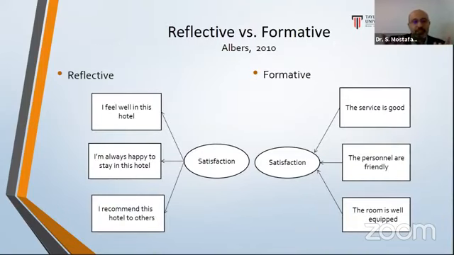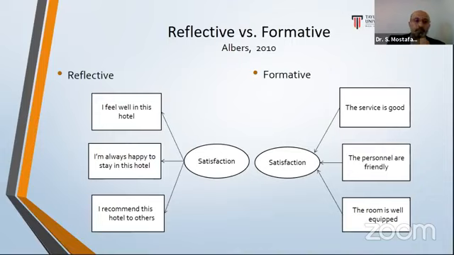But what's the definition of reflective and formative? Here is a very simple example to understand formative and reflective. Here we have satisfaction of hotel guests. So we decide to measure satisfaction based on two different sets of items. In the first study, we measure satisfaction based on these three items: I feel well in this hotel, I'm always happy to stay in this hotel, and I recommend this hotel to others. So this is one set of items that I apply to measure satisfaction.